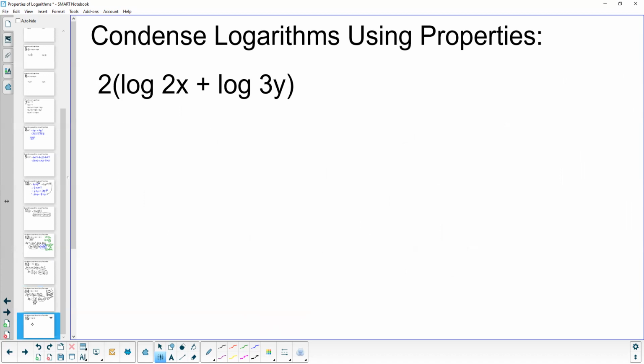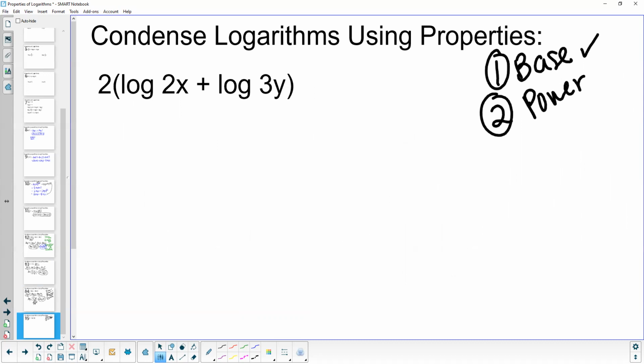So let's look at one last example of us condensing these logarithms using our properties. Now we're going to go through those same things again that we did before. So we want to check our base. Does this have the same base? In this case, everything does. Our second step is to check our power. Now in this case where we have a 2 on the outside, I'm actually going to distribute that first in order to figure out what my power is here.